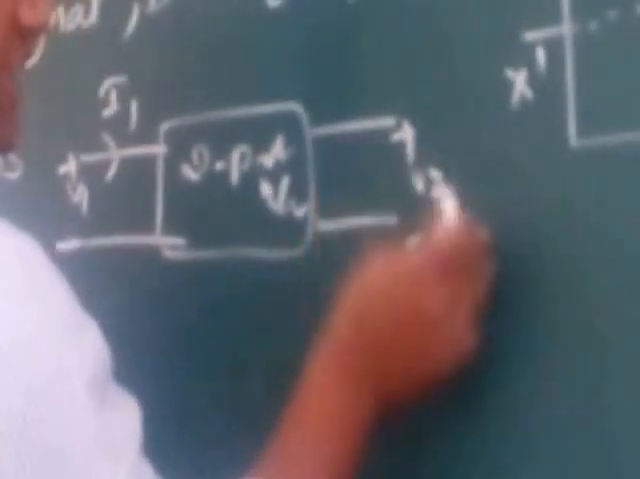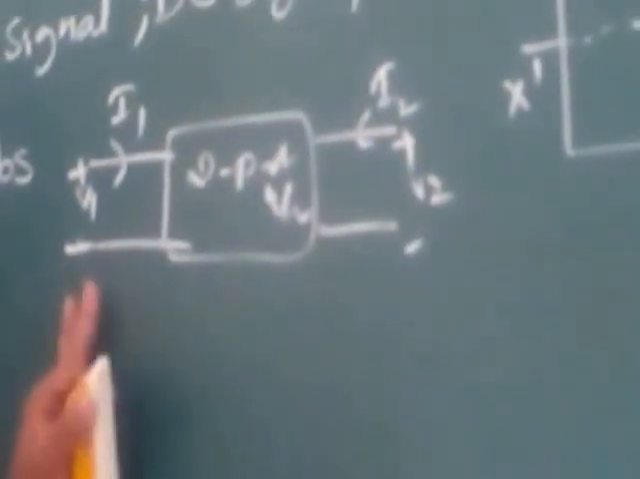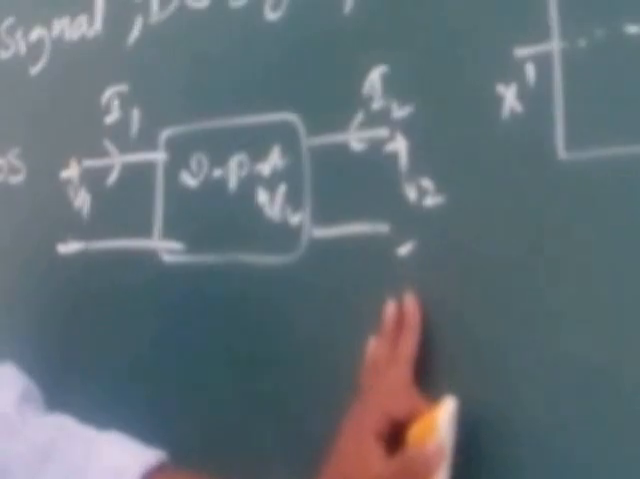This is the first input port, and this is the output port. The input port voltage is V1, the input current is I1, the output port voltage is V2, and the output current is I2. Here actually four variables are there. We can get the input characteristics and the output characteristics.